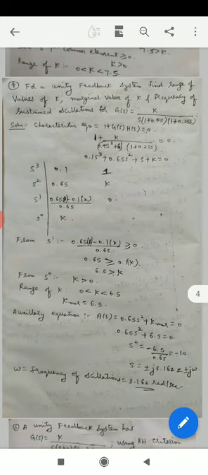Similarly, the second row: the s square coefficient is 0.65. 2 minus 2 is equal to 0, so the coefficient of s power 0 is k. So the first two rows we have obtained directly from the characteristic equation.